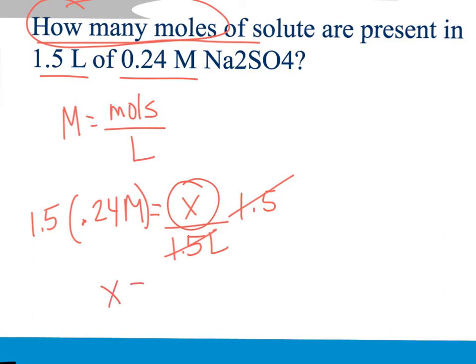Now you're going to put this into your calculator. So let's see, 1.5 times 0.24.